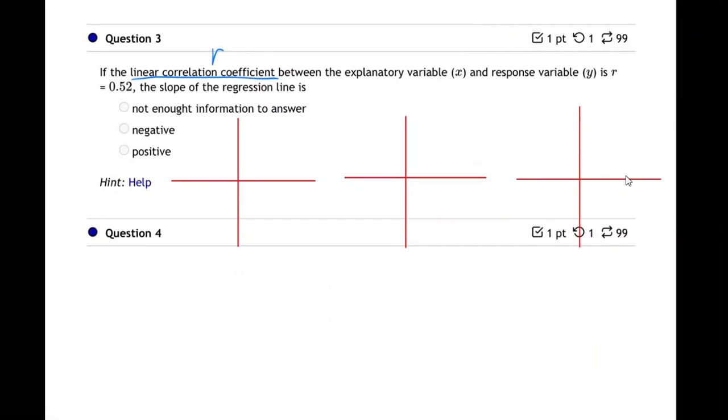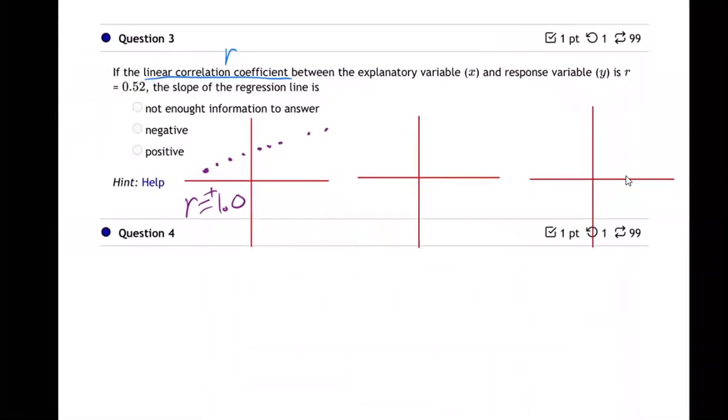So now, if I have a bunch of dots that perfectly line up, I mean, they are in a perfect line, like that, that would be R is 1.0, positive 1.0. If the dots go down in almost a perfect line, that would be R is negative 1.0.